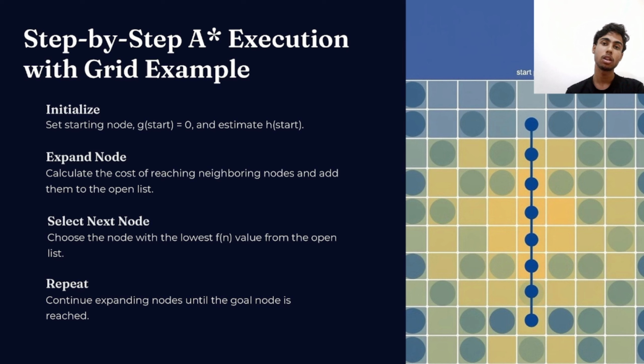Choose the next node with the lowest cost f of n, which is G of n plus H of n. Then expand that node and calculate the cost to its neighboring nodes, and this process goes on in a loop. We need to repeat the process like a loop, and we get our f of n, which is also called the A star algorithm.